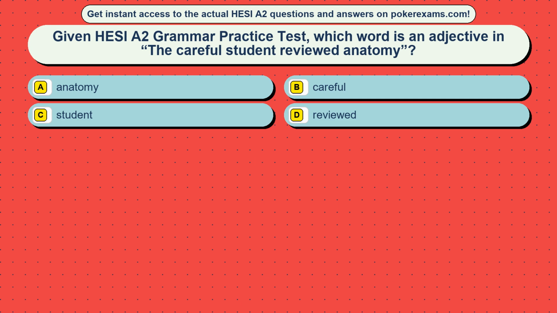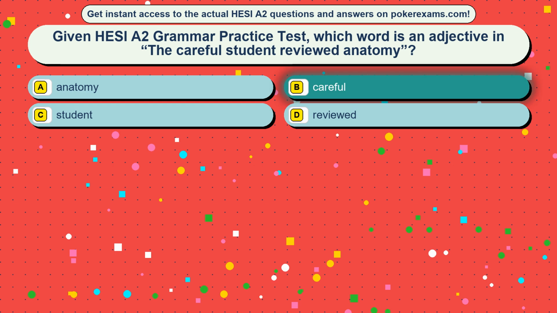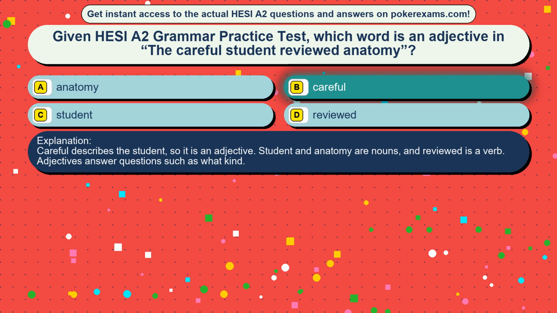Question 28. Given HESI A2 Grammar Practice Test, which word is an adjective in the careful student reviewed anatomy? Option A, anatomy. Option B, careful. Option C, student. Option D, reviewed. The correct answer is option B, careful. Careful describes the student, so it is an adjective. Student and anatomy are nouns, and reviewed is a verb. Adjectives answer questions such as what kind.